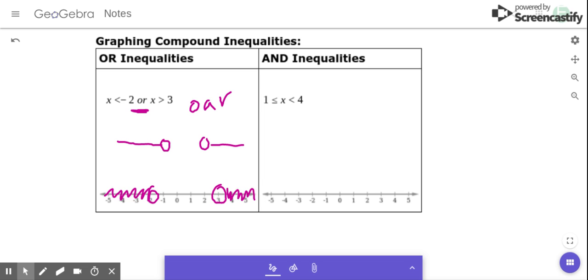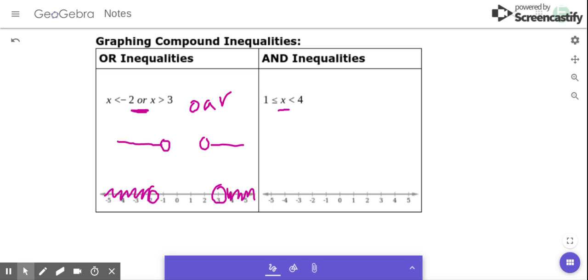For and inequalities, the way that they look is that the X is actually in between two numbers. And that's the way it's going to look on the number line. It's actually saying that 1 is less than or equal to X. So X is bigger than 1, but X is also less than 4. And both of these have to be true.